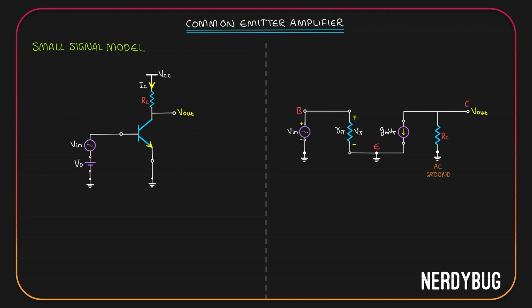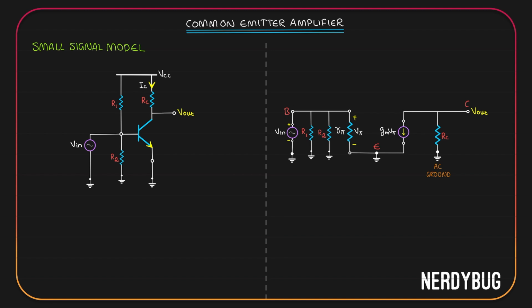Now, assume that instead of biasing the transistor using a cell over here, I use a voltage divider bias. How will it change our small signal model? Since VCC is a DC supply, it will be grounded in the small signal model. So you can see R1 is connected between the base and the AC ground. R2 is also connected between the base and the AC ground. So in the small signal model, we can show them like this. We can connect both R1 and R2 between the base and ground.